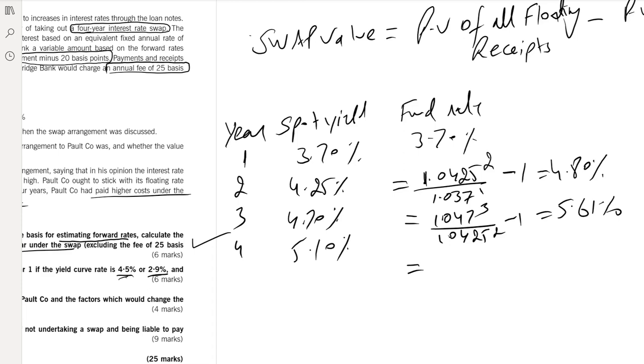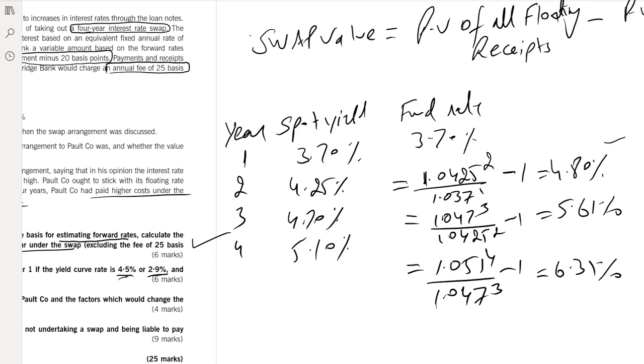And this will be equal to 1.051 raised to power 4 divided by 1.047 raised to power 3, minus 1. That is 6.31 percentage. So what is the meaning of this 4.8%?